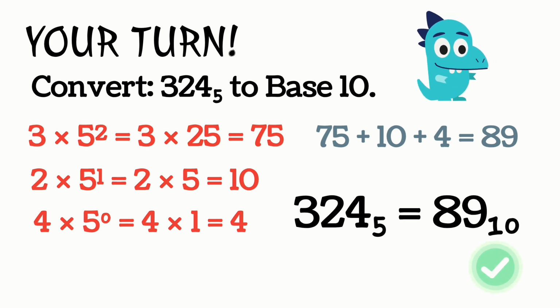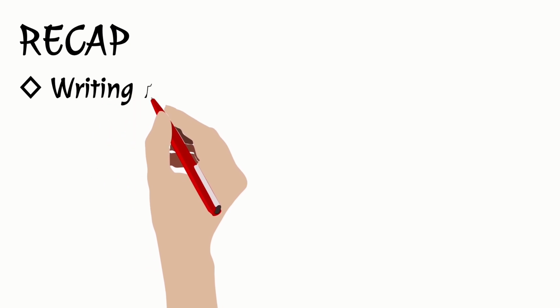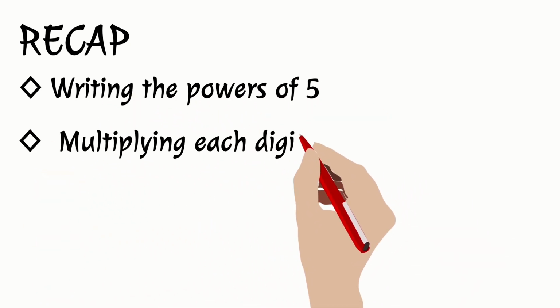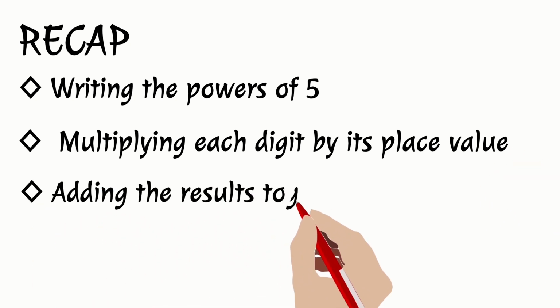Awesome. So if you had 89 base 10, you did so well. Super proud of you. Well done, everyone. Today we learned how to convert numbers from base 5 to base 10 by writing the powers of 5, multiplying each digit by its place value, and adding the results together.